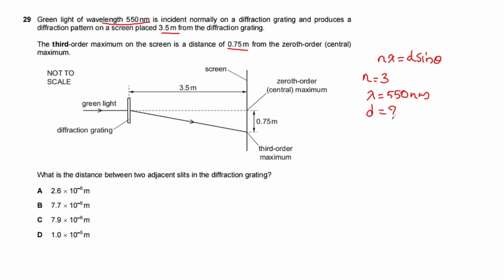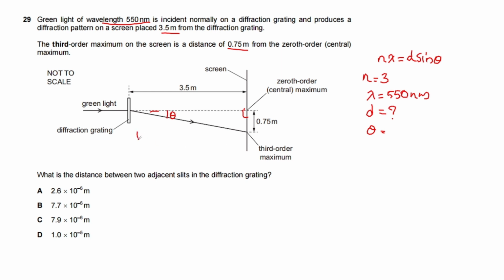This is what you need to find out, but we don't have the theta value, right? So to find out the theta value, just consider this triangle. As you can see, this is a right angle triangle, and this is the angle theta that we need to find out. The angle theta is the angle between the central maximum and the order of fringes that we are considering. So this is the third order maximum, so this would be the angle.